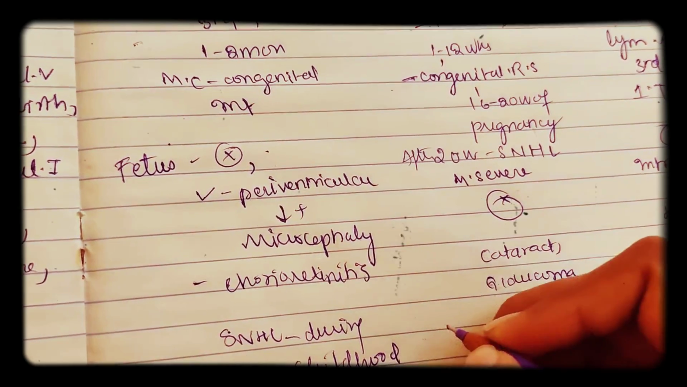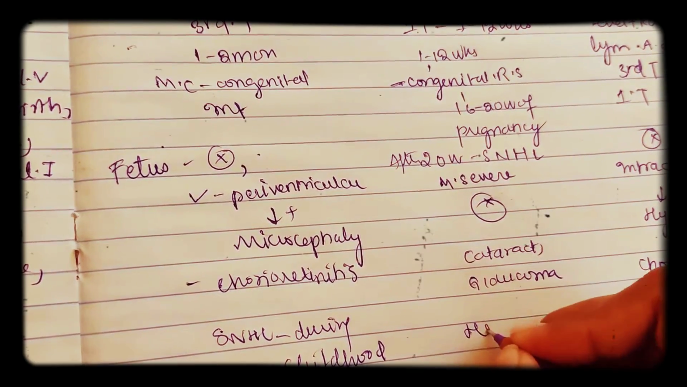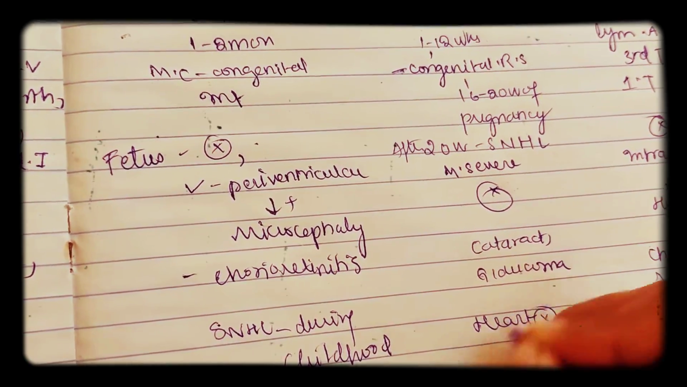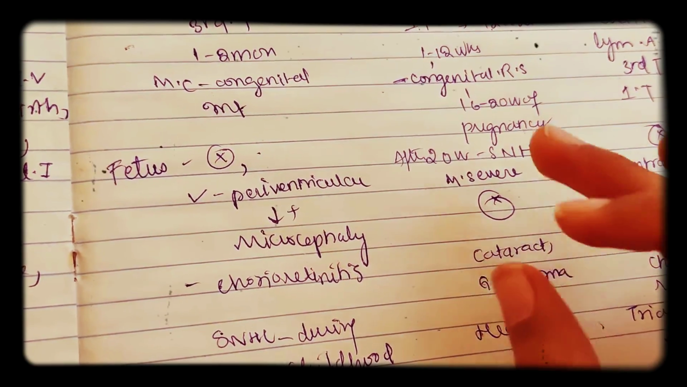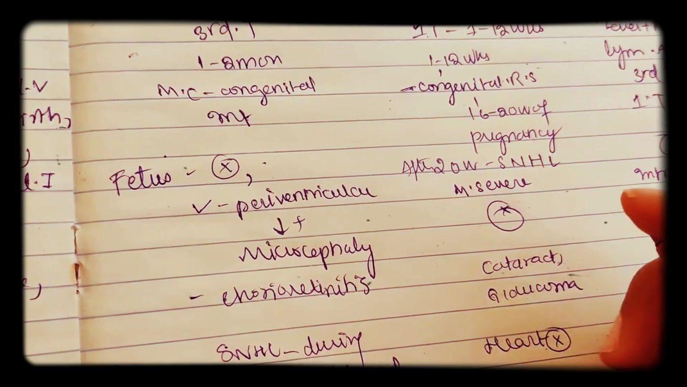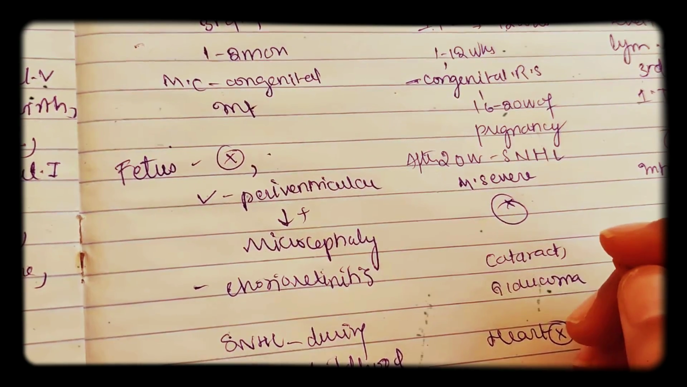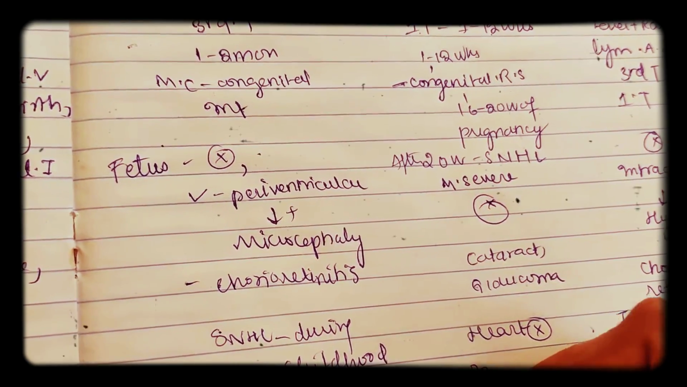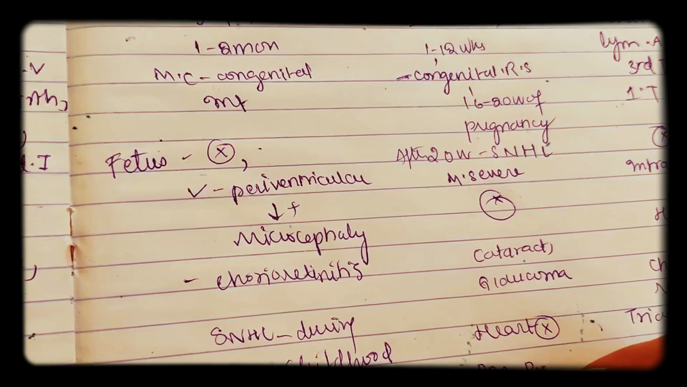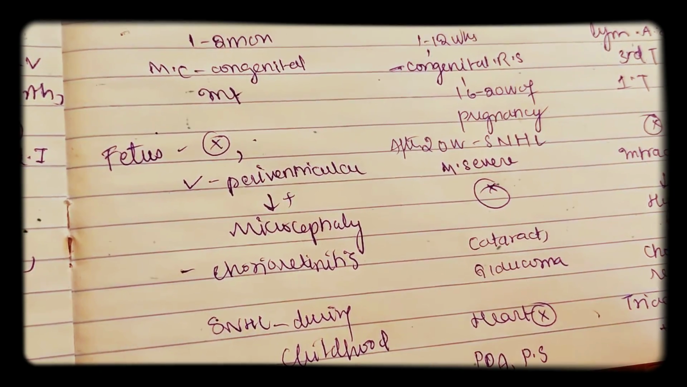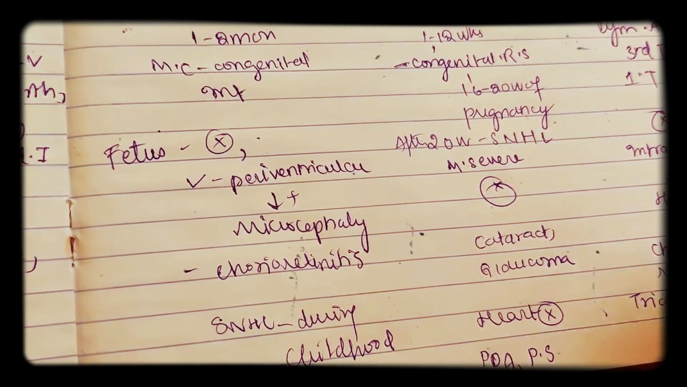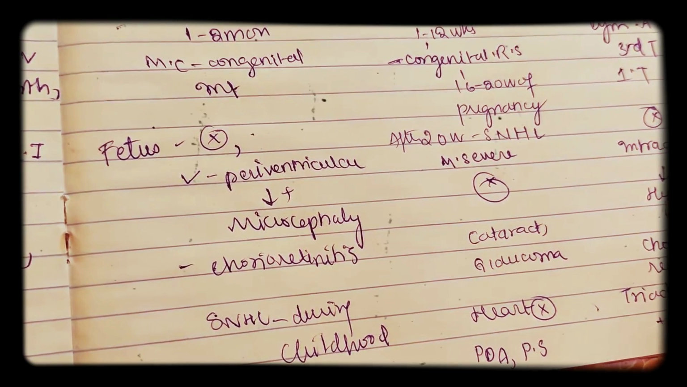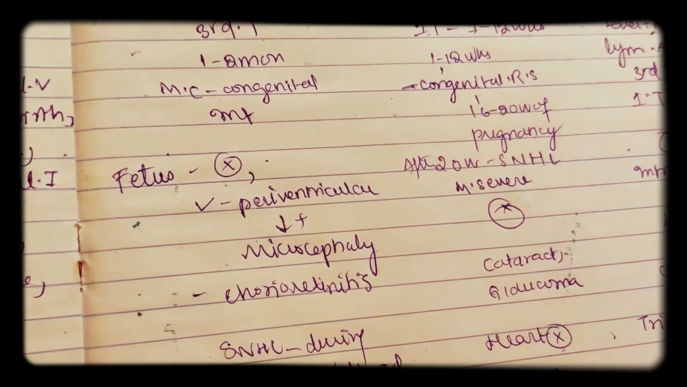And next coming to heart diseases. Heart diseases are seen only in rubella. So whenever there is a heart problem in infection, it is mainly seen in rubella. There is PDA and pulmonary stenosis. Whereas coming to Toxoplasma gondii, you will never see any of this kind.